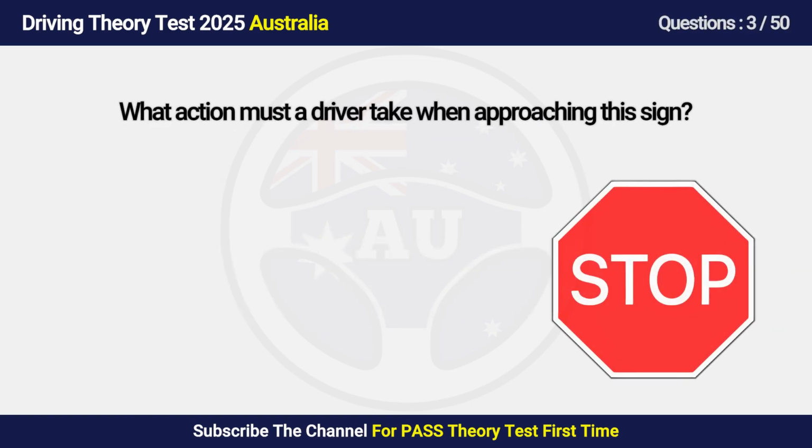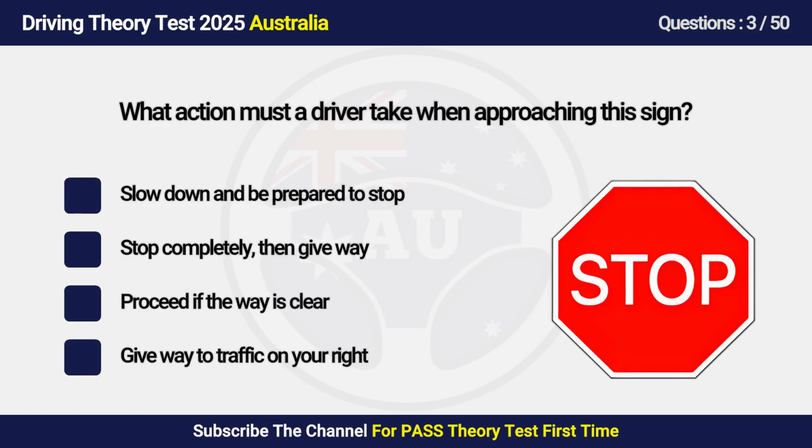Question 3. What action must a driver take when approaching this sign? A. Slow down and be prepared to stop. B. Stop completely, then give way. C. Proceed if the way is clear. D. Give way to traffic on your right.